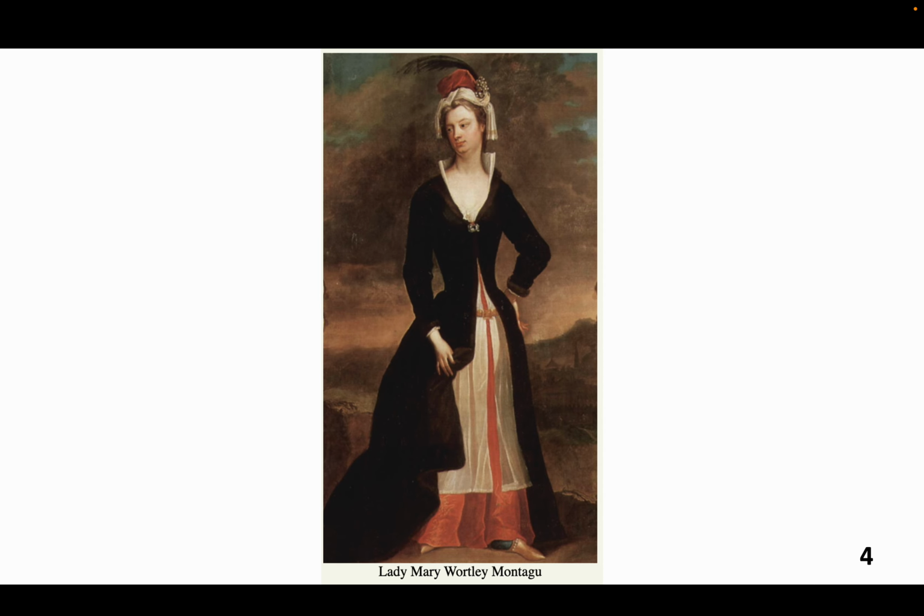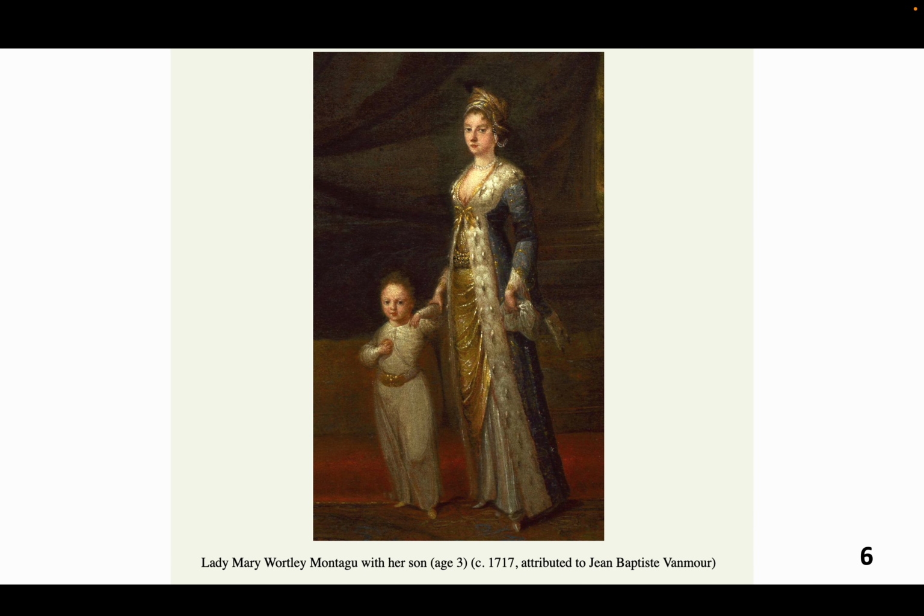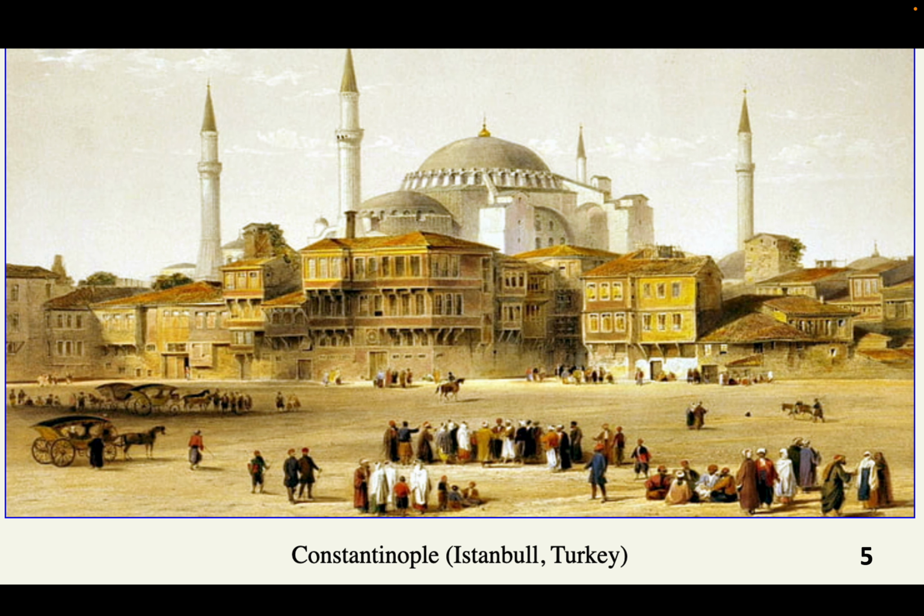And then she learned of this custom that they were doing in Istanbul. The old women would go around and they would scrape pustules of people who had smallpox, and then they would grind it into your skin and give you a mild form of smallpox, and you would build up immunity. So it was basically like a vaccination, and they were doing it in the baths in Istanbul, in Constantinople.